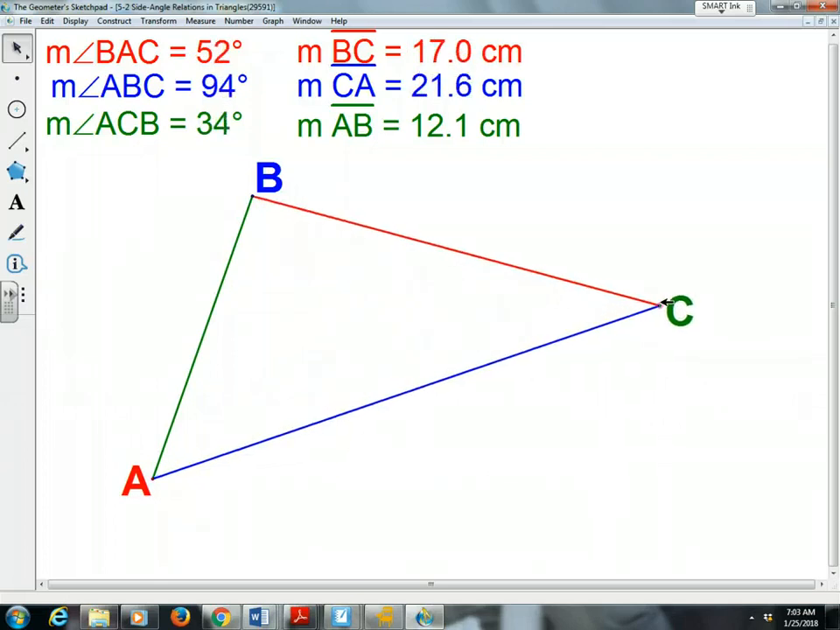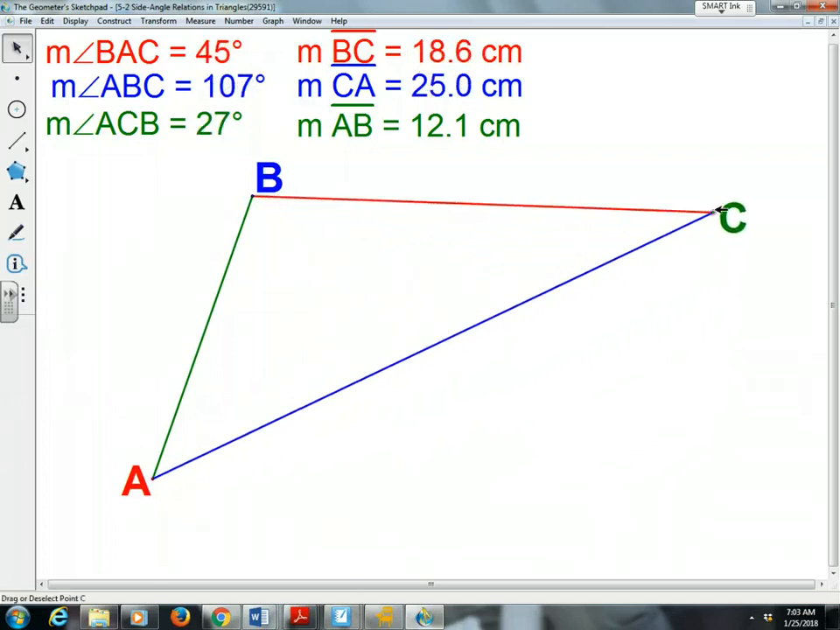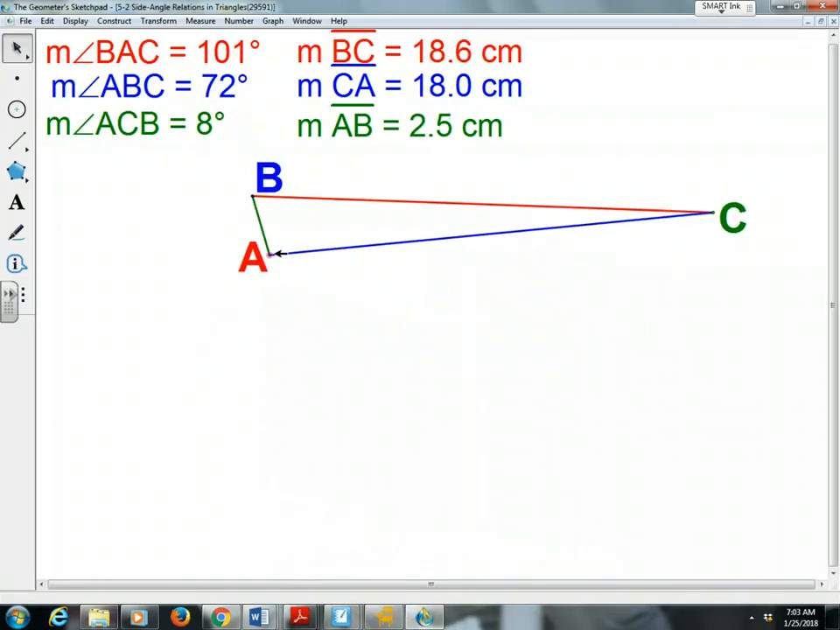I could change this if I wanted to. Let's make angle C very, very acute. Okay, angle C is very, very acute. How big is angle C? Angle C is 6 degrees. Notice the opposite side of angle C is a very small length. It's the smallest one at 2.1 centimeters. Okay, so opposite the smallest angle is the smallest side.